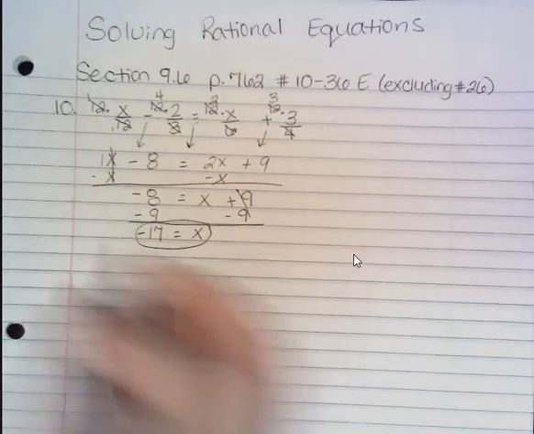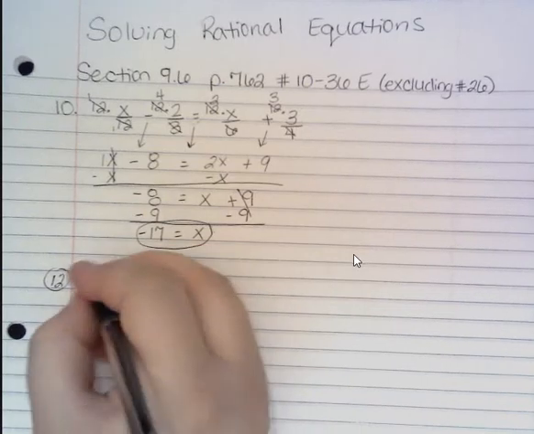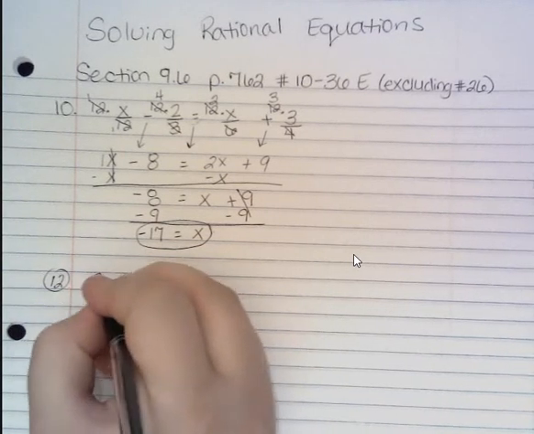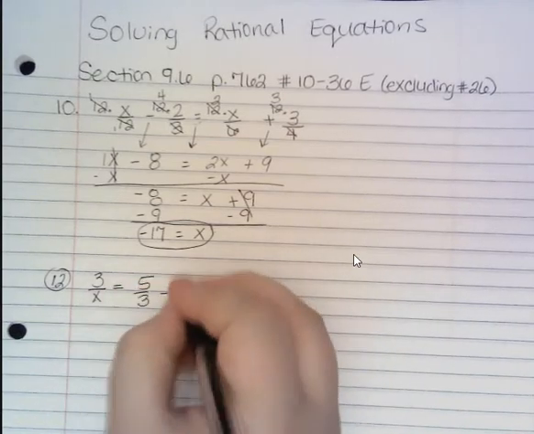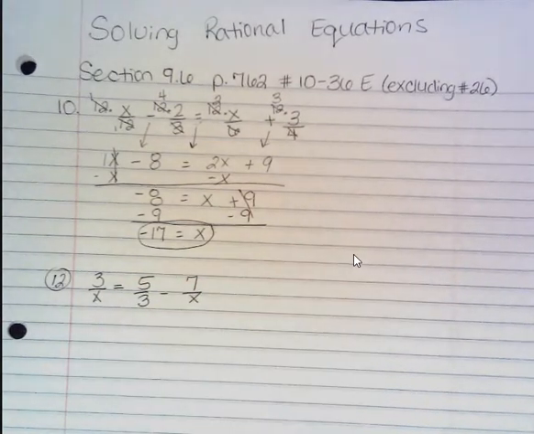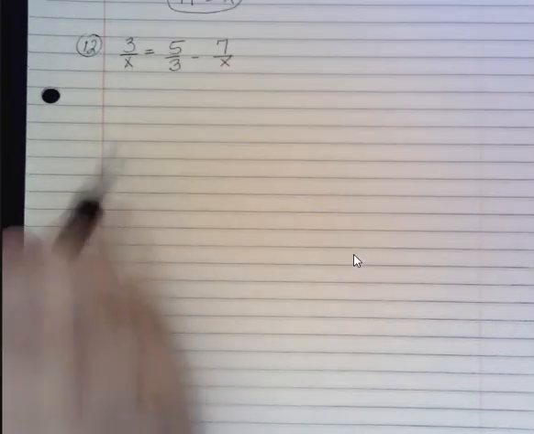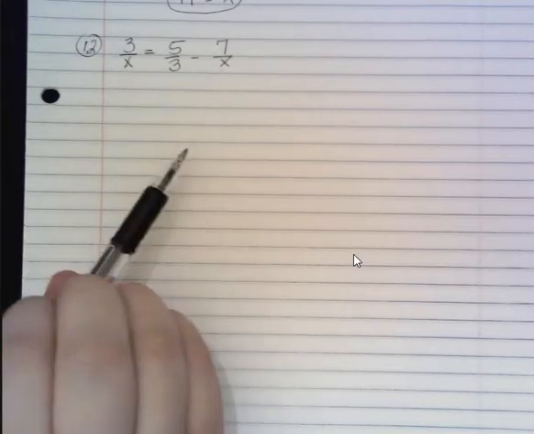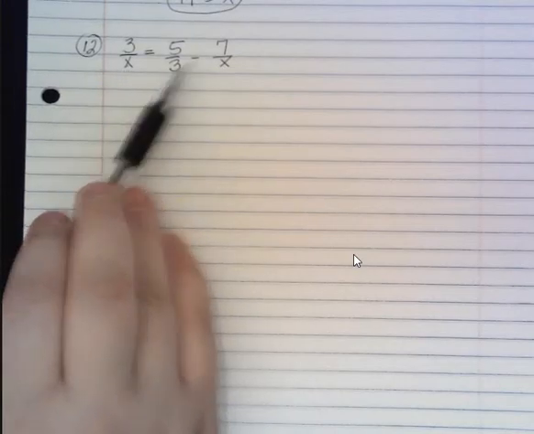So when we look at problem number 12, we have 3 over x equals 5 over 3 minus 7 over x. When we find what we're going to multiply by, it has to incorporate everything that we have in our denominators. So we know it's going to have an x, and we know it's going to have a 3, and then that x. So I'm going to choose to multiply everything by a 3x.